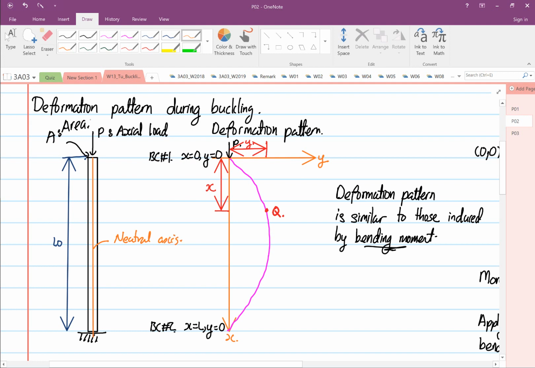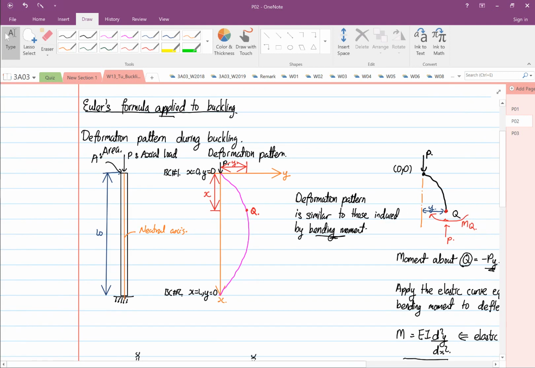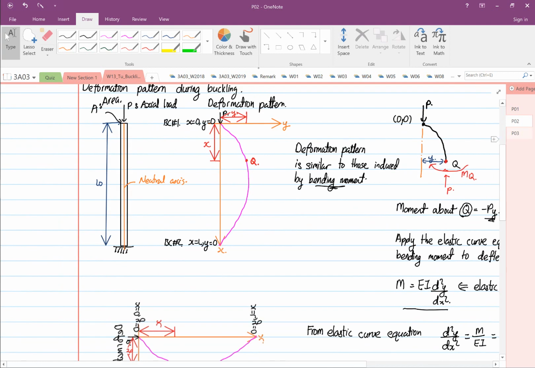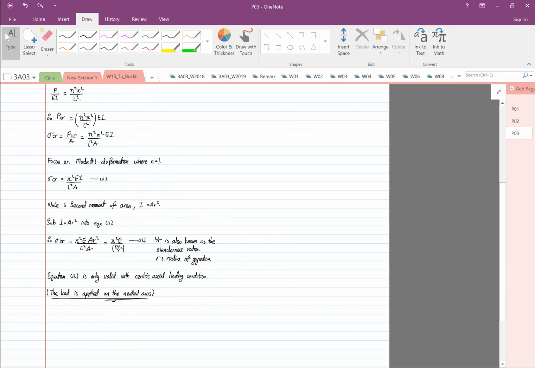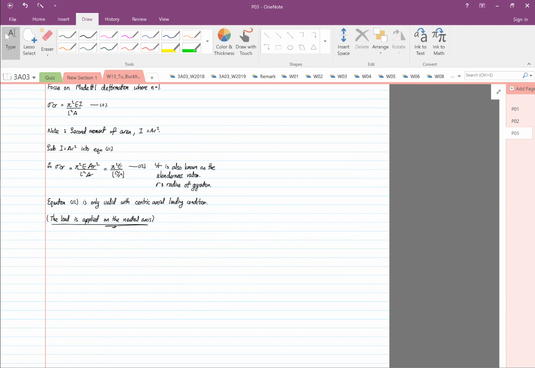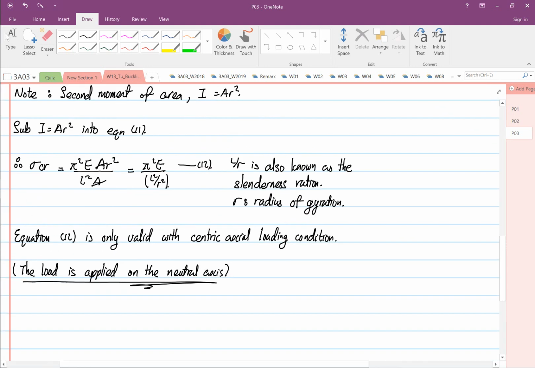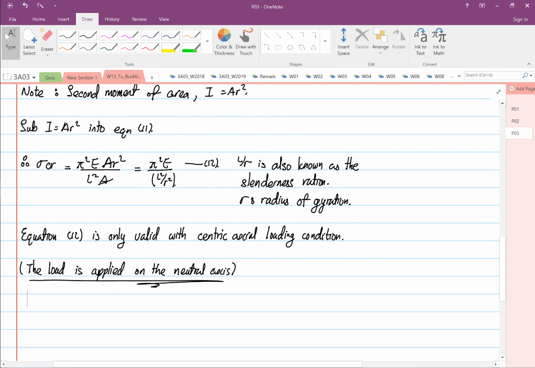I'll come back again to do another series on buckling. This is just to introduce you to the theory of buckling, and the mathematical basis of how we have pi squared and Young's modulus involved in calculating the critical stress.